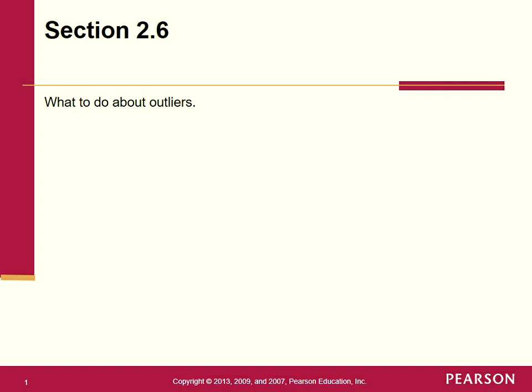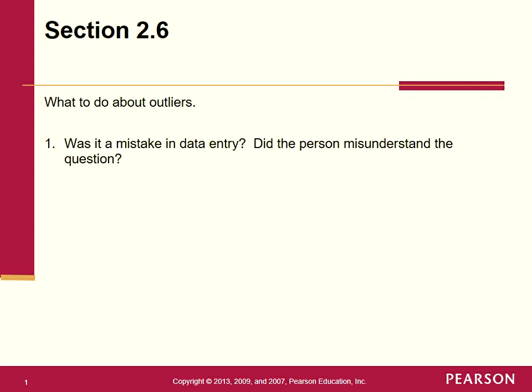Okay. So section 2.6. What to do about outliers? I get this question a lot, and this is not an exhaustive list, but it gives you the main things to do about outliers. The first thing is that when you get an outlier, the very first thing you should do is check to see if there was a mistake made. Maybe there was some data entry that was incorrect, and maybe you could go back and correct that.